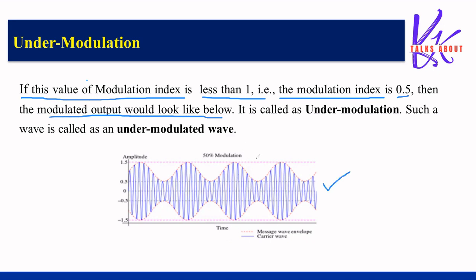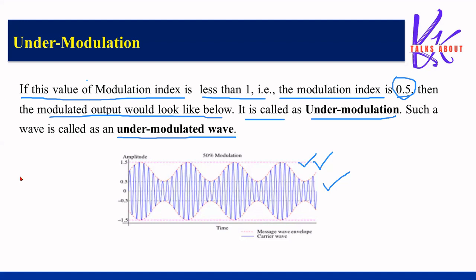So you can see the waveform. Here it is 0.5. We have already written code for amplitude modulation in MATLAB and generated the waveform here. So the waveform will look like this. This type of modulation we call under modulation. Such a wave is called an under modulated wave, which shows the impact of the modulation index. That is, if the ratio of the message signal amplitude to the carrier signal amplitude is less than 1, the output of the modulated wave would look like this.